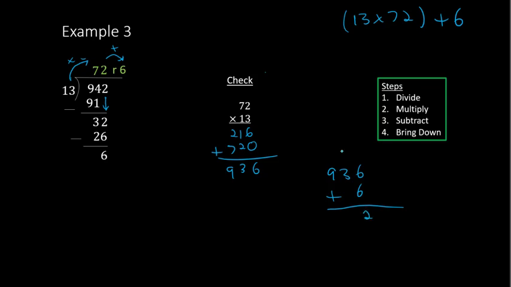6 plus 6 is 12. So take the 2, carry the 1. 1 plus 3 is 4. And then 9 in the front. That gives you 942, which matches with the dividend. So because those two numbers are the same, that means your solution is correct. If those were not the same, that means your answer is incorrect.